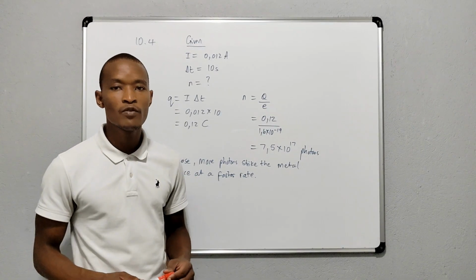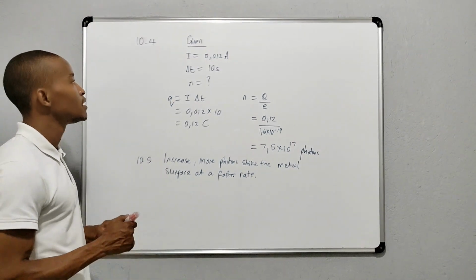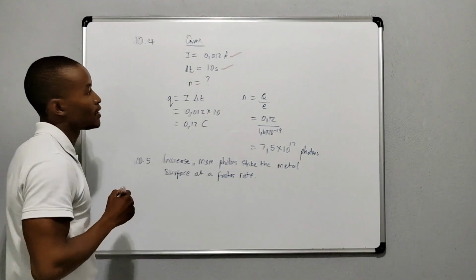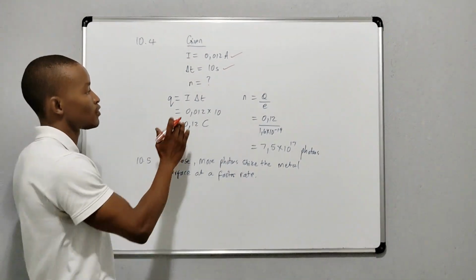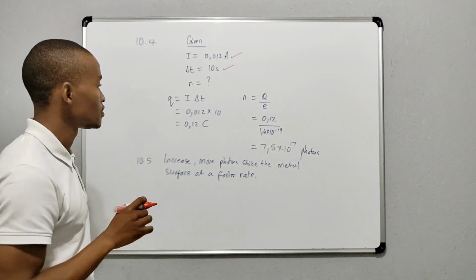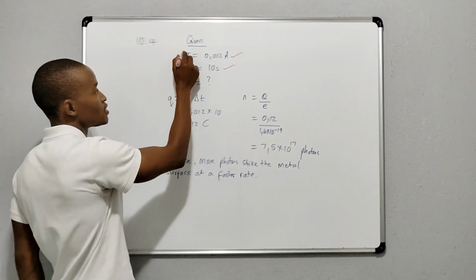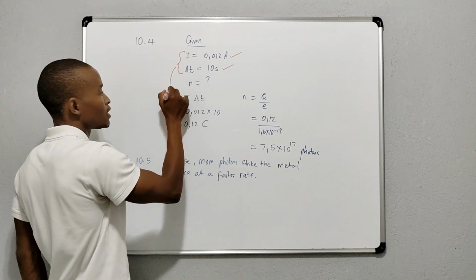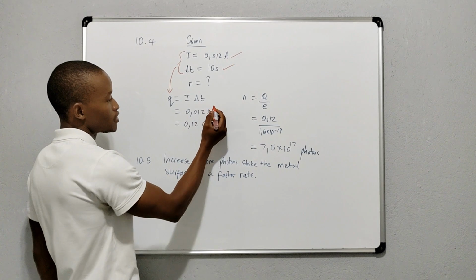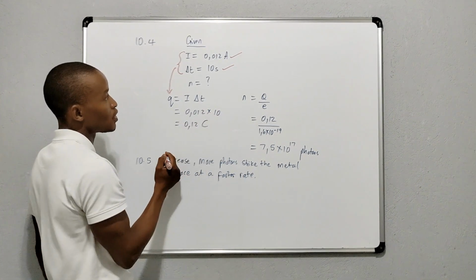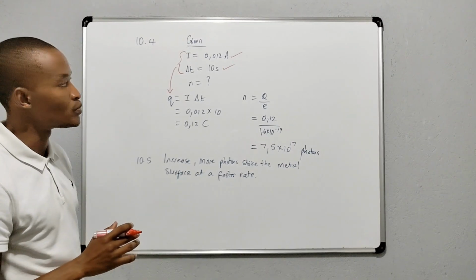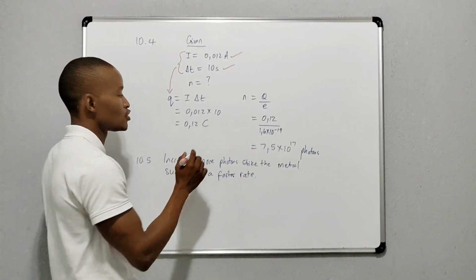Right, so for 10.4, we need to look at what is given. We've got the current, we've got the time it takes, and we are looking for the minimum number of photons that strike the cathode. Now, what can we do with these two quantities? We can calculate the charge, or the amount of charge, and it's 0.012 times 10, giving us 0.12 coulombs as the magnitude of charge.